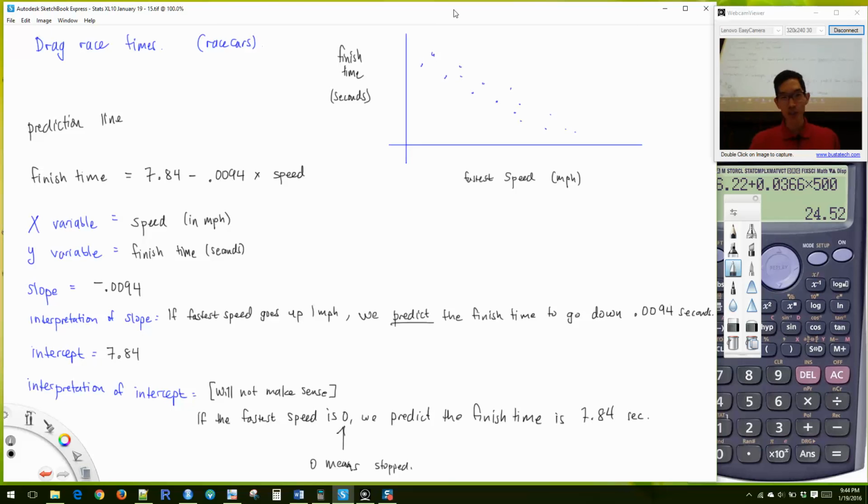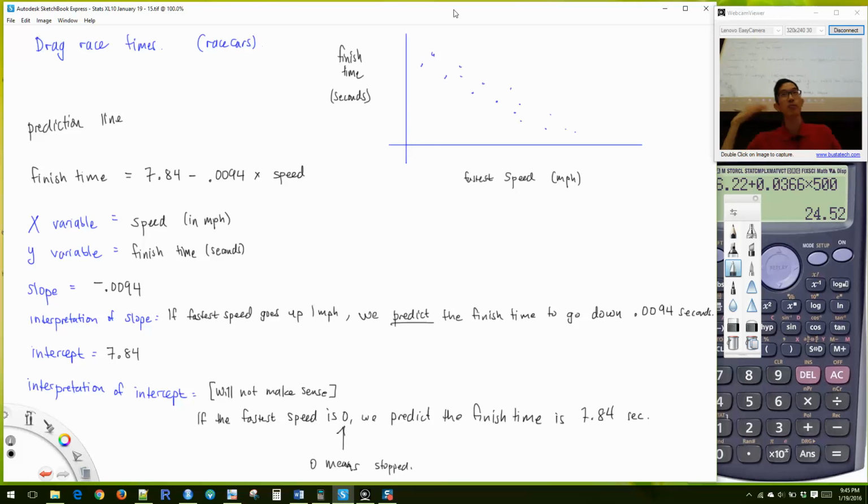I could have asked you, if the fastest speed was 300 miles per hour, what is our predicted finish time? I forgot to put that there, but you would just plug in the speed and get your answer. So if the fastest speed goes up 1 mile per hour, how does the finish time go down? If somebody is going faster, will it take them longer or less time to finish the race? It takes less time. If your speed goes up, the time it takes you to finish the race goes down.